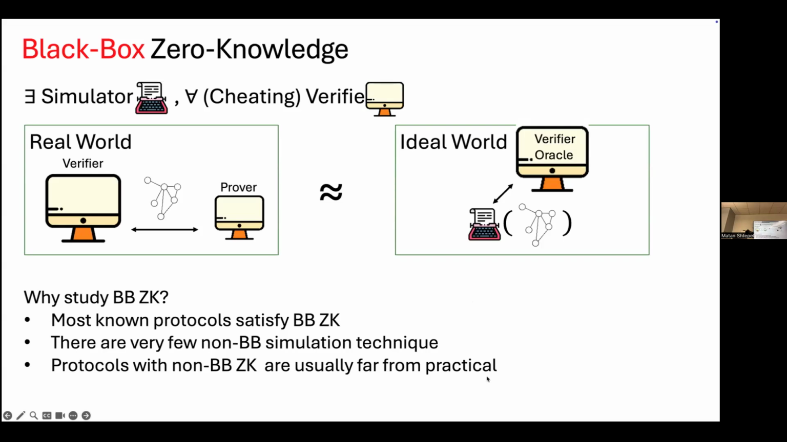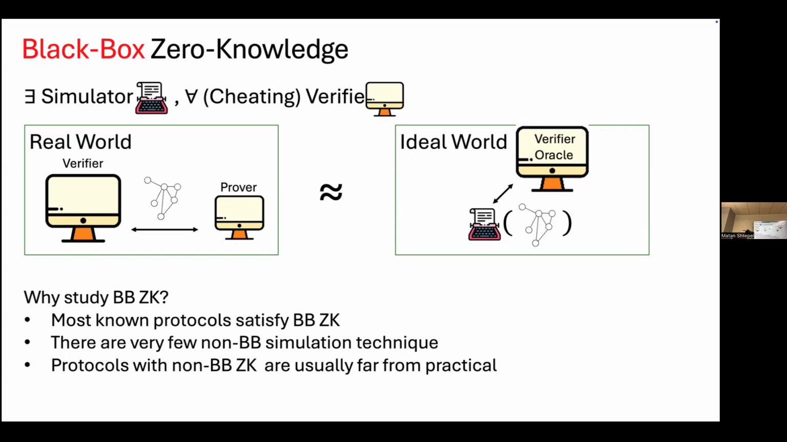Okay, so what does black box mean? Just as I mentioned, in the ideal world, the simulator will interact with the verifier in some sense. And when we do a black box zero knowledge protocol, I mean that the simulator is only running the verifier as a black box. It means that it only gets to see the input output behavior of the verifier instead of actually accessing its code.